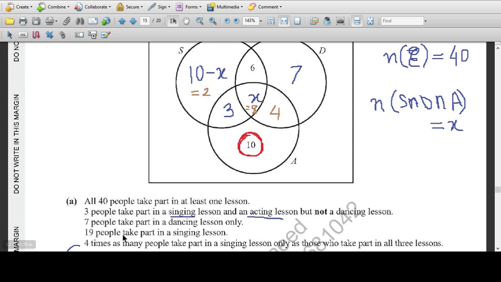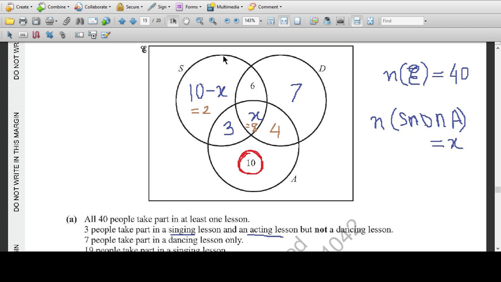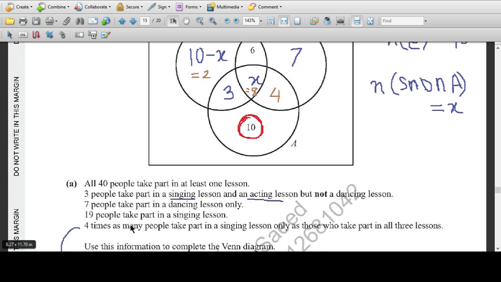19 people take part in a singing lesson. In the whole circle, this is 19. This singing circle is 19. Total 19. So other information is also here.